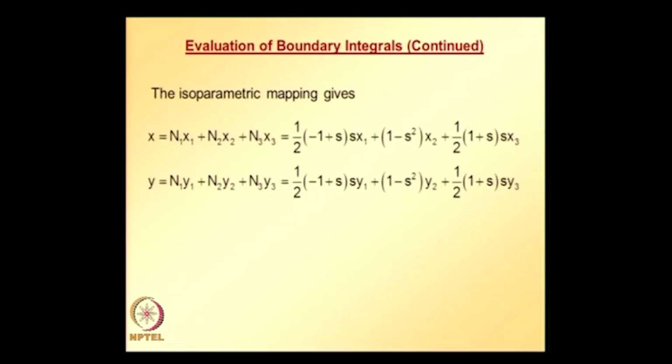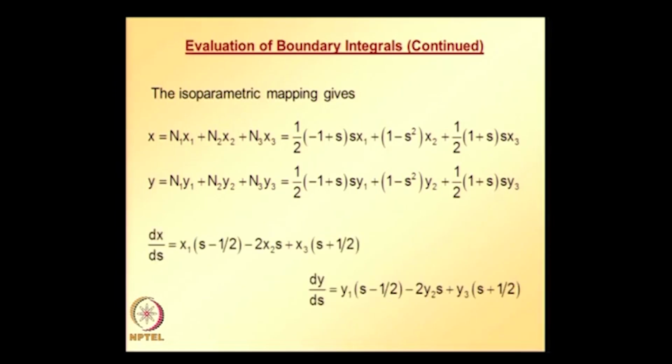Isoparametric mapping gives us this, and here x is equal to N1 x1 plus N2 x2 plus N3 x3, because the shape functions of other nodes along this side 1, 2, 3 are going to be 0. Similar is the case for y. Once we have these relations, x in terms of s, y in terms of s, we can take the derivative of x with respect to s, y with respect to s, similar to the way we did for the 4 node quadrilateral element.